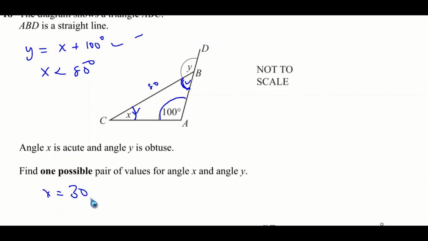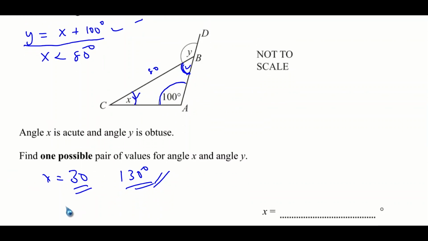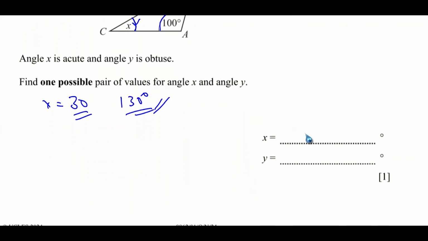If x equals 30 degrees, then I can now get the value of y from here. So y will be 30 plus 100 degrees, so it will be 130 degrees. You can see this is an acute angle and this is an obtuse angle. If you like, you can take the value of x to be 20 degrees, then y will be 20 plus 100, which is 120 degrees. So we have many numbers we could choose from. I'll stay with 30 and 130 degrees.